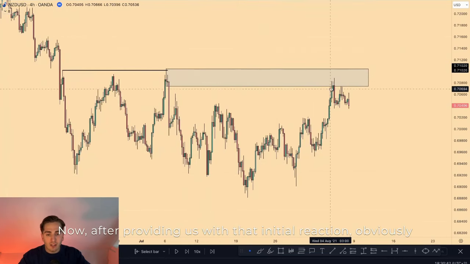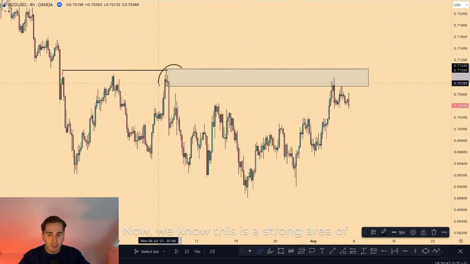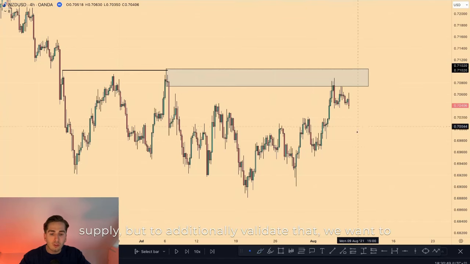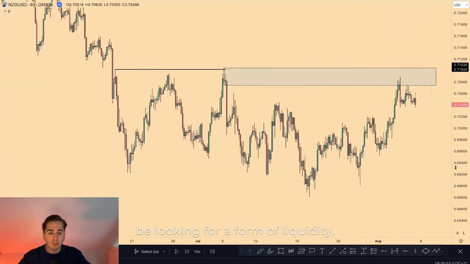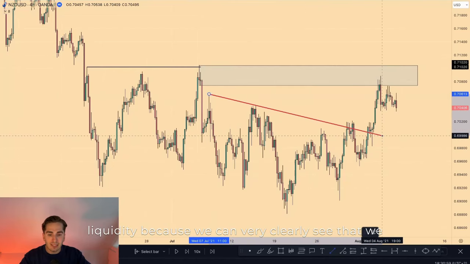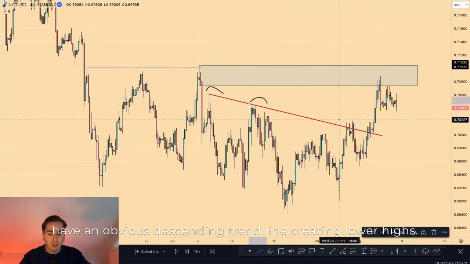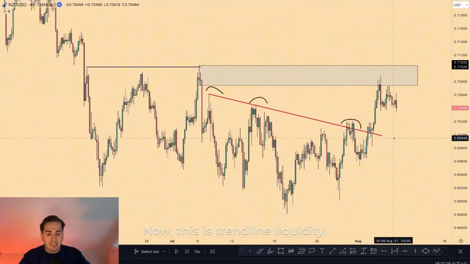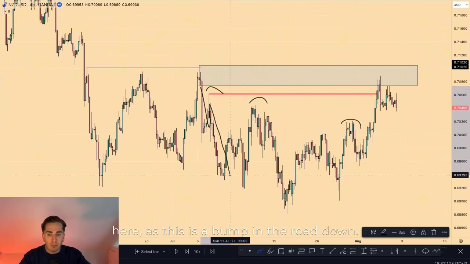Now, after providing us with that initial reaction, obviously we see some push in towards the downside. Now, we know this is a strong area of supply, but to additionally validate that we want to be looking for a short here, I'm going to be looking for a form of liquidity. Now, what we have here is so-called trendline liquidity, because we can very clearly see that we have an obvious descending trend line creating resting lower highs. Now, this is trendline liquidity, but you could also identify this as swing high liquidity over here, as this is a bump in the road down.